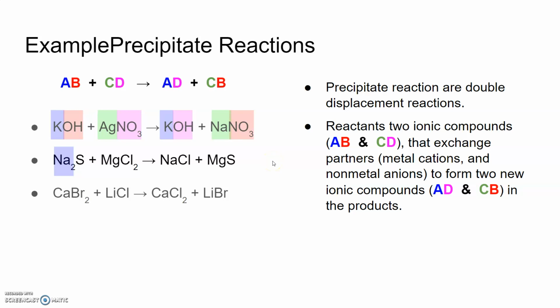Similarly, with the second example, you have sodium sulfide and magnesium chloride, and they would switch partners to form two new ionic compounds. So once again, you'll just see the metal part of the first compound switching with the non-metal part of the second, and vice versa. And then here's our last example.